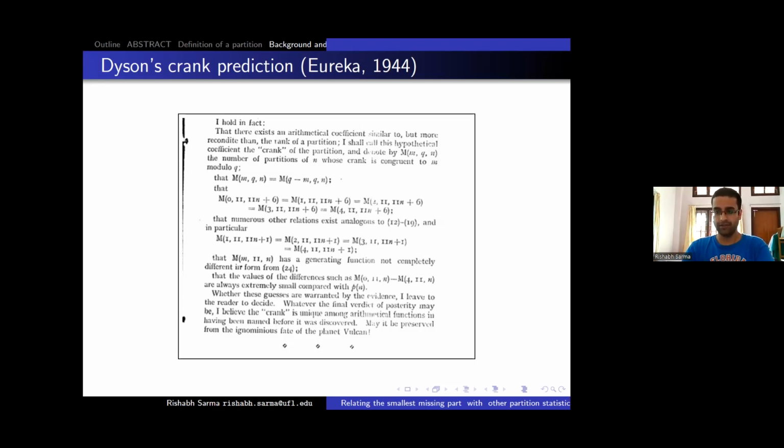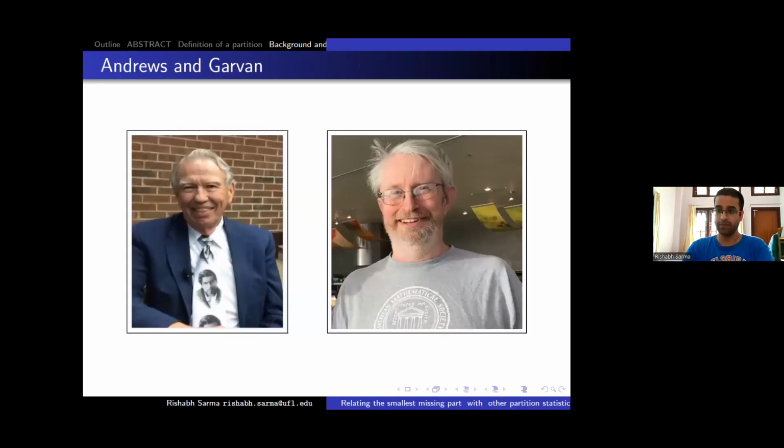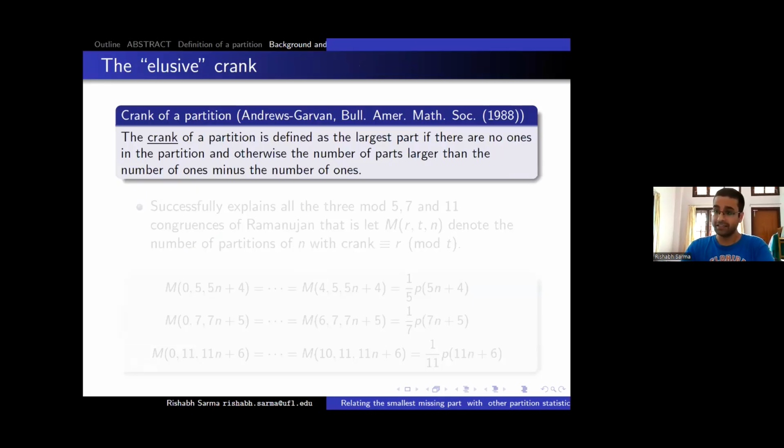This was given by Dyson in 1944, and nearly 44 years later, George Andrews and Frank Garvan came up with the definition of the crank in 1988. They defined the crank as the largest part if there are no ones in the partition, and otherwise it is the number of parts larger than the number of ones, minus the number of ones.